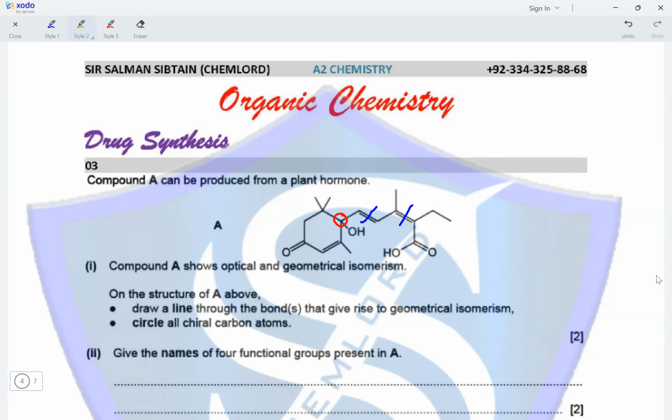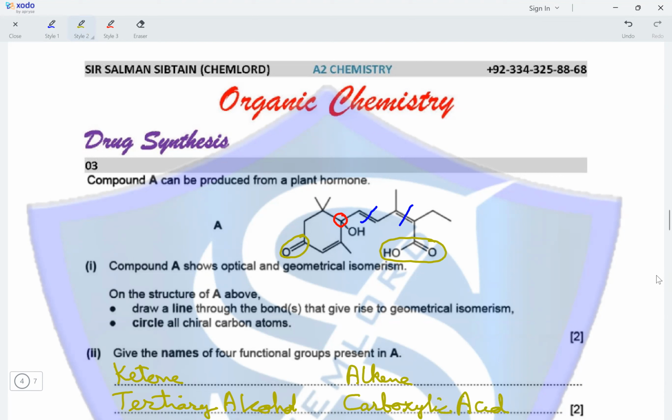Next, give the names of the four functional groups present in A. So we start with the ketone, circling it here, ketone. Then we have the carbon atom that is chiral on which the OH group is present. So it is attached to three different R groups, making it a tertiary alcohol. Then we have the three double bonds present on the entire structure, showing the presence of the alkene functional group. And we've got a C double bond O group also being circled right now, present on this molecule. So we also have the presence of a carboxylic acid group in the molecule. So these are the four functional groups present in A.